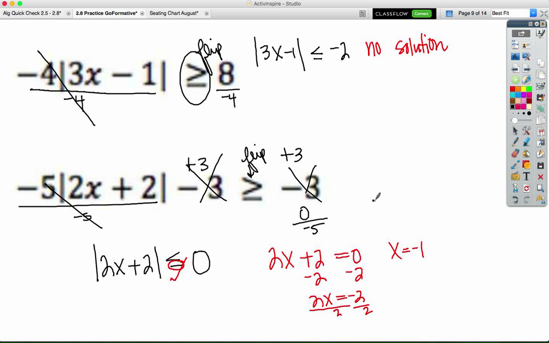If I were to put it on a number line, I would have at negative 1 a shaded in dot. It's not going anywhere because that's the only answer. So if negative 1 is my answer and it's included, it will be in square braces. This is the way that it should have been written in interval notation.